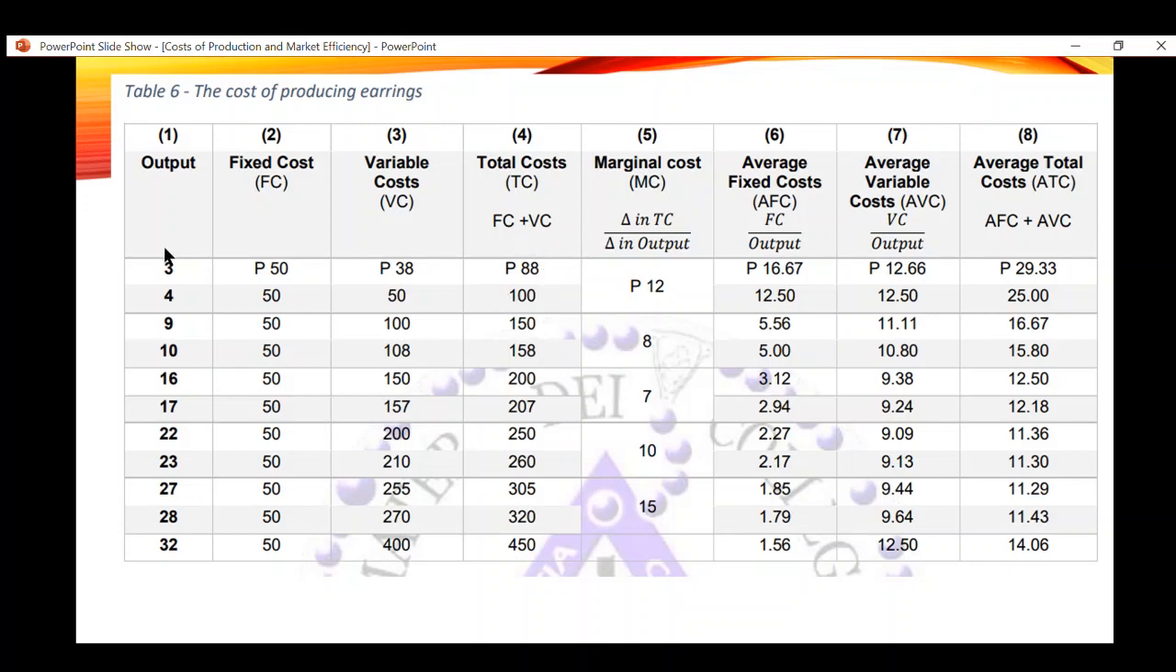Pero pag ganito og sequence nga sunod-sunod like 3, 4, 5, 6, 7, 8, 9, 10. So, ang pagkuha nato sa marginal cost is katong nagsunod, i-minus nimo aning nag-una. Okay, so difference man ni siya. This is the change in the total cost. For example, 100 minus 88, so that's 12. Ang sunod na pod is 150 minus 100. So, mao na siya ang change in total cost kung sunod-sunod pa ni siya. Kung 3, 4, 5, 6, 7, 8, 9, 10.